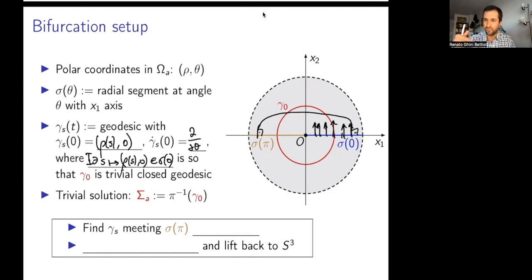I play the same game, I reflect. So these reflections about this diameter are again isometries. And then I would have a closed geodesic, right? So if I find geodesics that meet sigma pi orthogonally, then I can reflect and lift back, and I will find closed geodesics, hence tori upstairs, minimal tori upstairs.